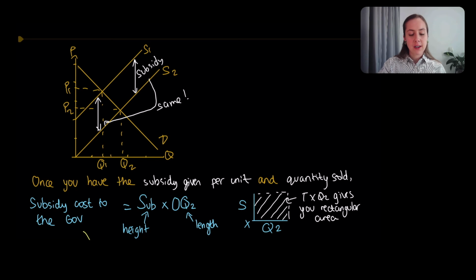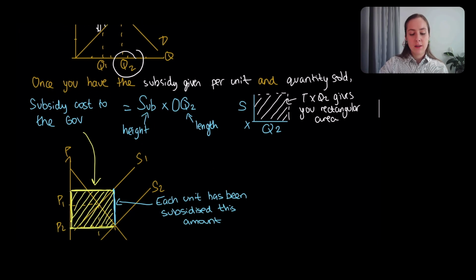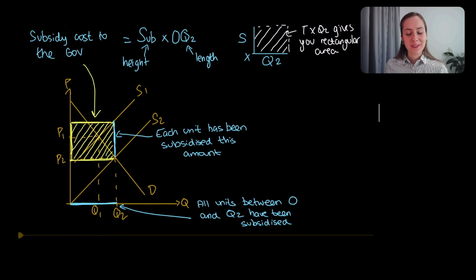So here's what we have again. For this example, we want to subsidize all the units sold, which are Q2. All those units are subsidized. They're all subsidized by the vertical distance. And so your subsidy area ends up being that one. And here we have a nicer picture illustrating that.